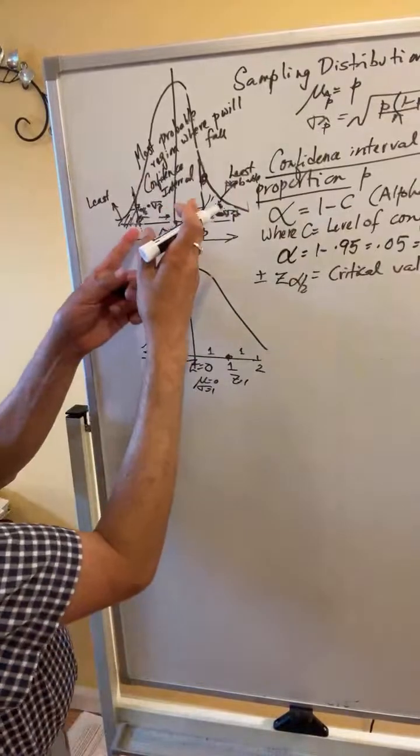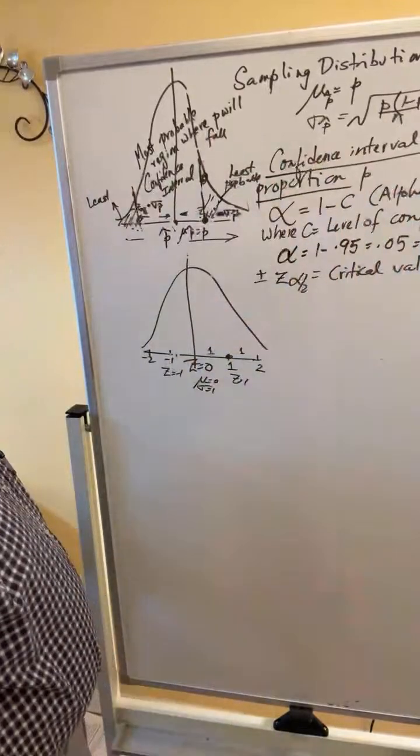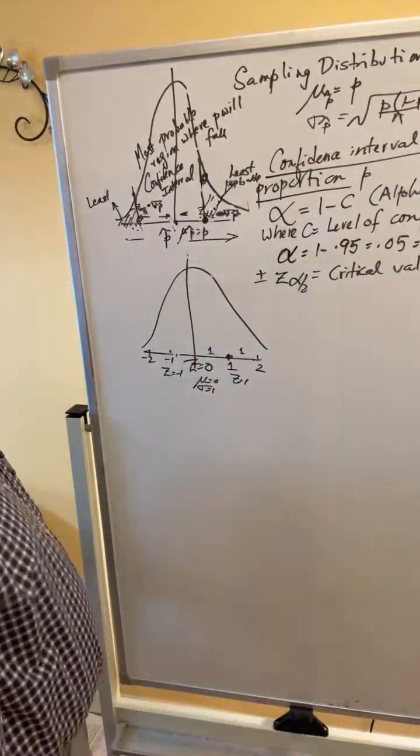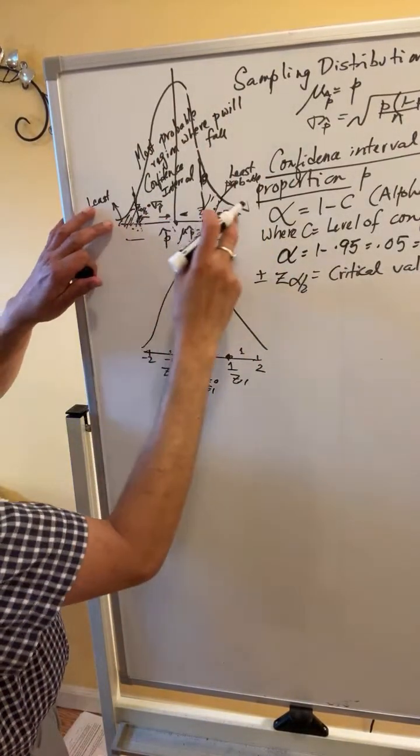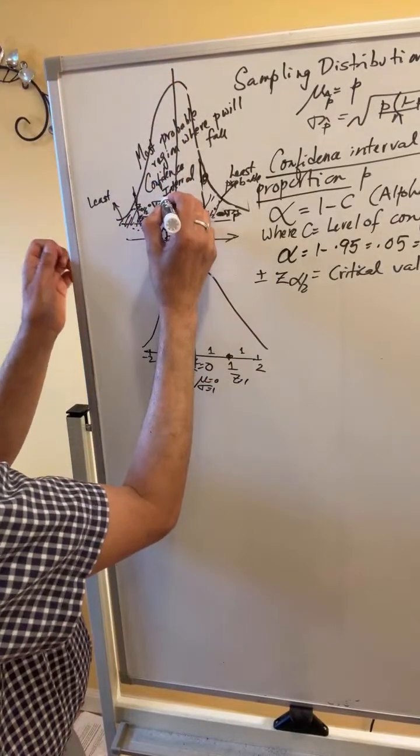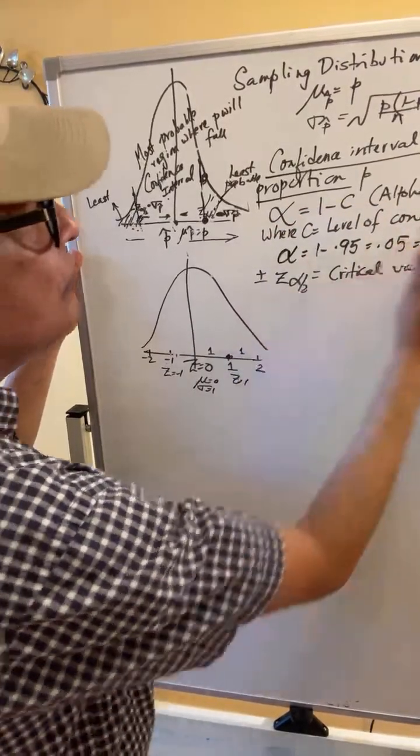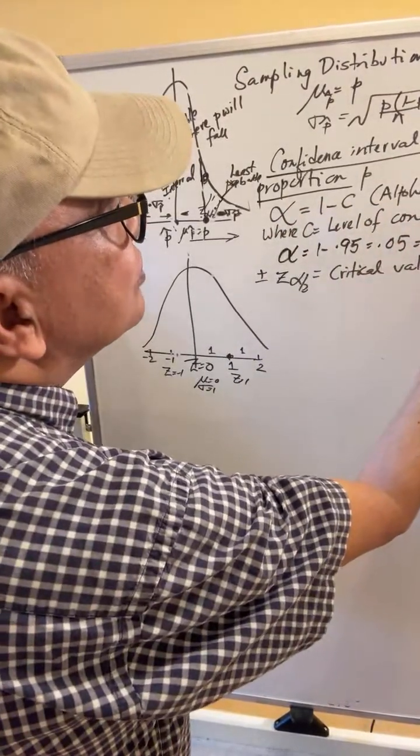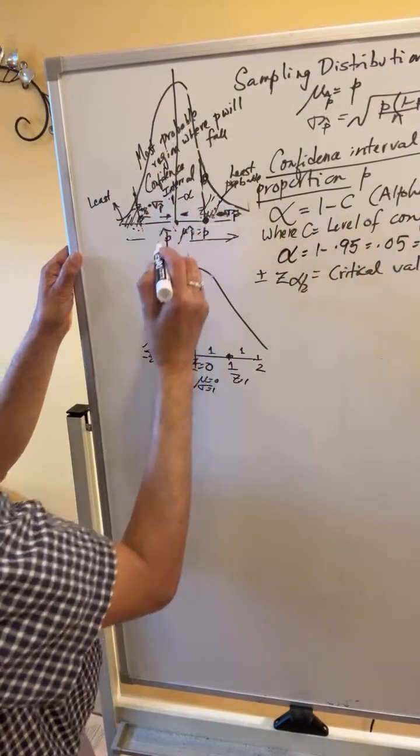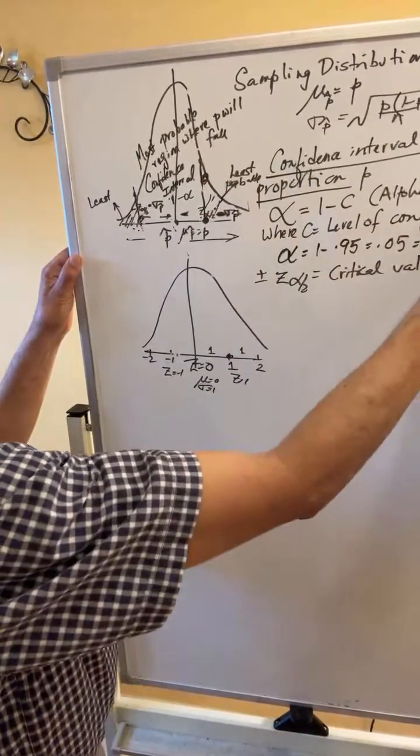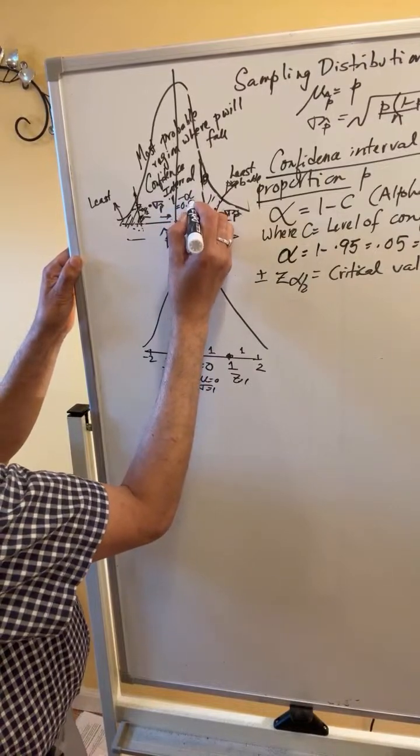Now, how to find this z alpha by 2? What is the value of this z alpha? It of course depends on the level of confidence that we select. If it is 0.95, then alpha is 0.05. So from here we can write C is equal to 1 minus alpha. So the area in the center is 1 minus alpha. Alpha is 0.05, C is 0.95. So for this case, it is 0.95 in the center.